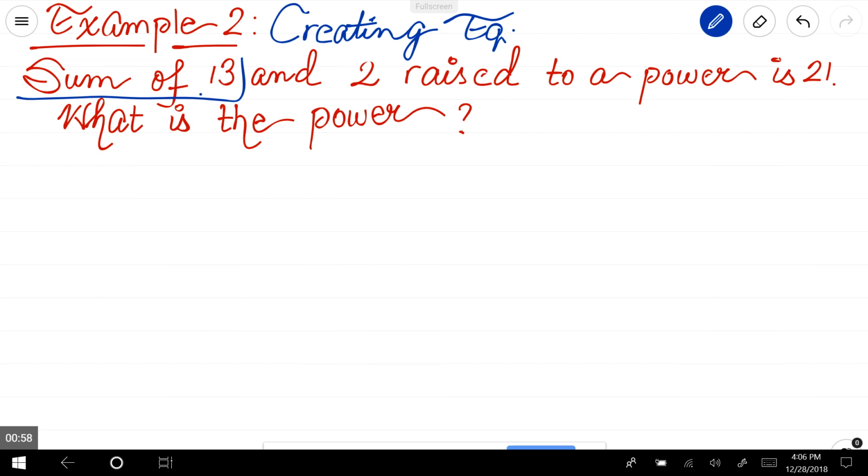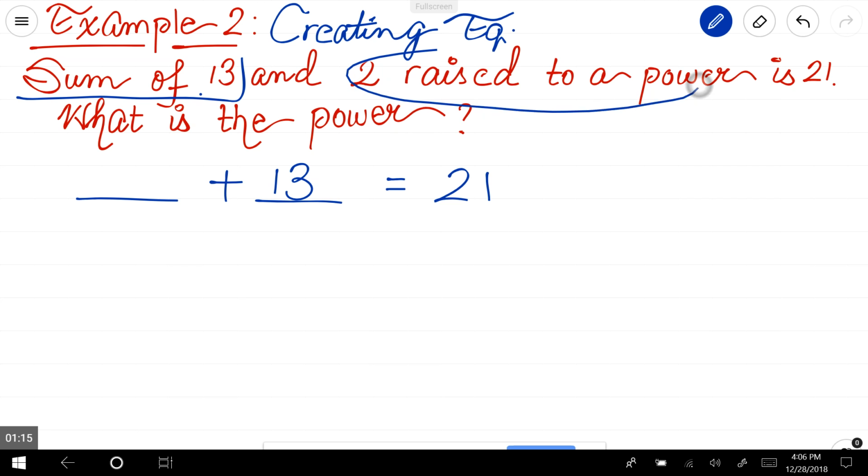Sum of 13. That means we are adding 13 to something, correct? Because a sum has to be with two people. So this is one person here and one here. And that sum is equal to 21. So what is the other person? One is 13, the sum of 13 and 2 raised to a certain power. So that's my other person, 2 raised to a certain power. So 2 raised to a certain power plus 13 equals 21.